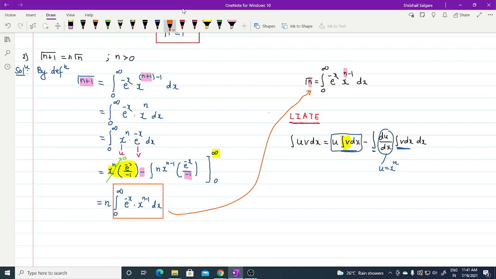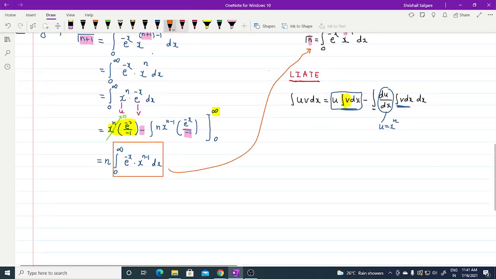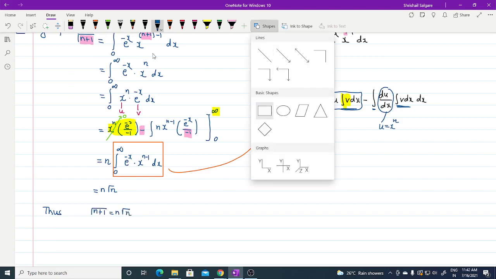You look at this term. So directly by definition, I will replace the value. This one is nothing but n gamma n. That is the property. So thus, the second property says that gamma of n plus 1 is equal to n gamma n. Okay, that is the second property.